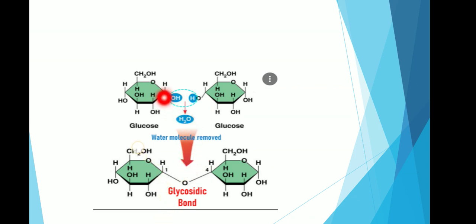So this is the OH of the first carbon atom of one monosaccharide plus H of the OH of the fourth carbon atom of the second monosaccharide are reacting. So one water molecule is releasing and the remaining O forms the bond. So this bond is known as glycosidic bond. So this is glycosidic bond.